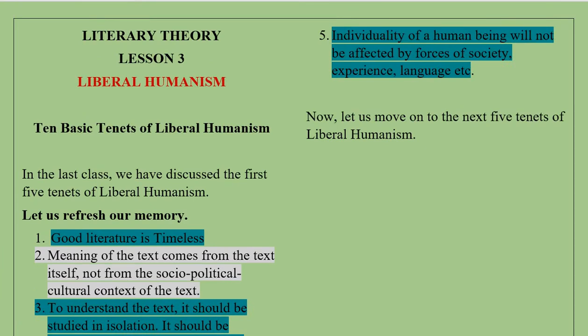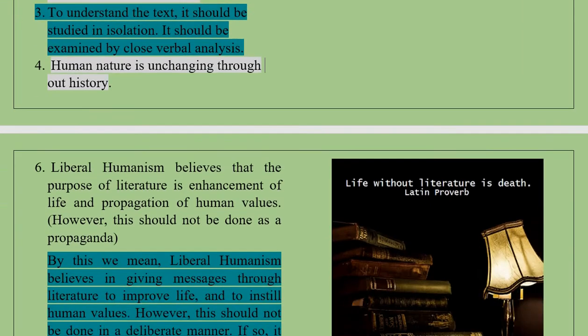Then 5, individuality of human personality or human being, individuality, character. It will not be affected by the forces of society, experience, language, etc. Individuality of human beings, it cannot be tampered. It cannot be influenced by forces of society, powers in society. It cannot be influenced by experience. It cannot be influenced by language. This is the belief of liberal humanism. So these are the 5 points that we have discussed in the last class, and today we are moving on to the next 5.